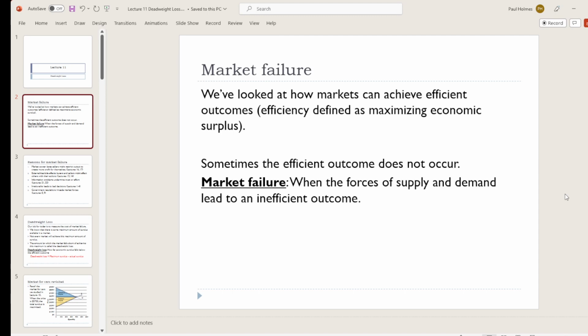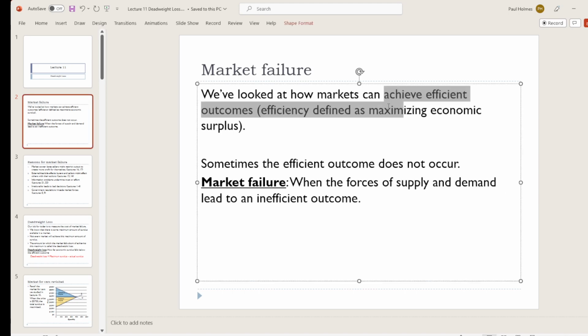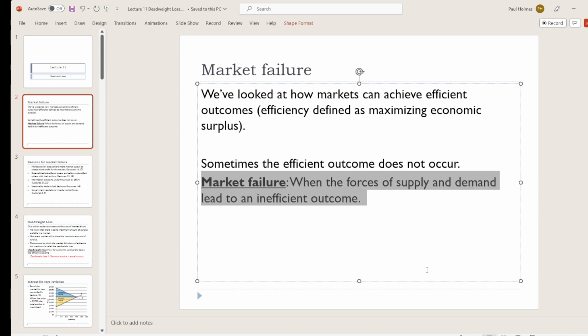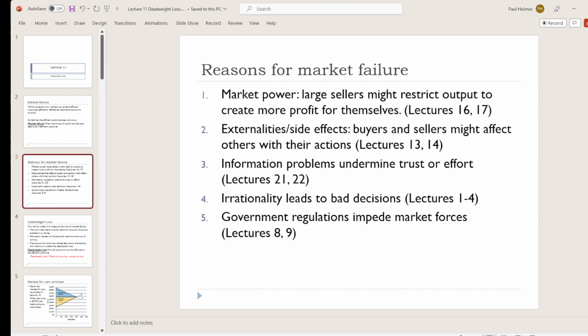Look at situations where the market, for whatever reason, is not going to be able to lead to the economically efficient outcome. In general, we refer to this situation as market failure. A situation where the market isn't able to lead us to the efficient outcome, where the forces of supply and demand cause an inefficient outcome to occur. So what sort of reasons could there be for that? Well, it turns out there's quite a few, and we're going to spend a big chunk of the rest of the class examining these sorts of situations.